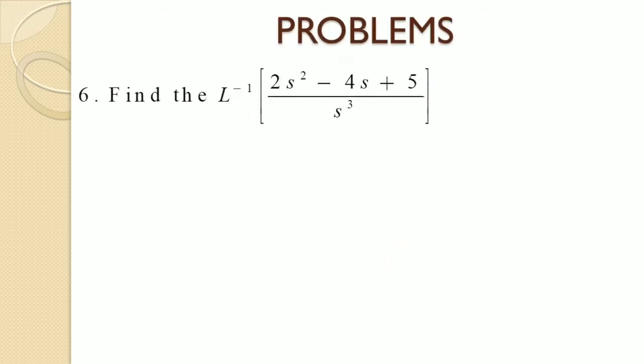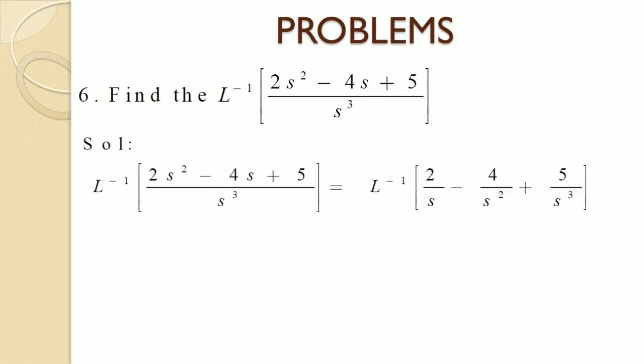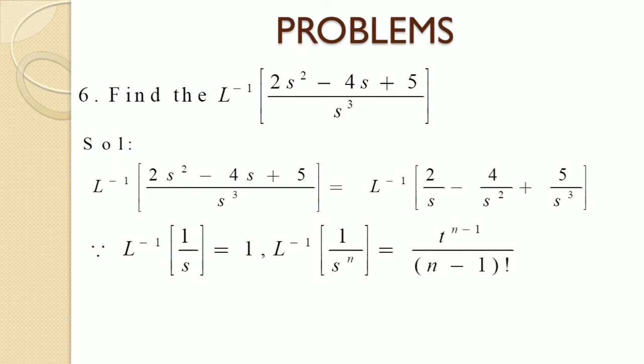Next problem, find the L inverse of (2s squared minus 4s plus 5) by s cube. This can be written as L inverse of 2 by s minus 4 by s squared plus 5 by s cube. We know that L inverse of 1 by s is equal to 1 and L inverse of 1 by s power n is equal to t power n minus 1 by (n minus 1) factorial.